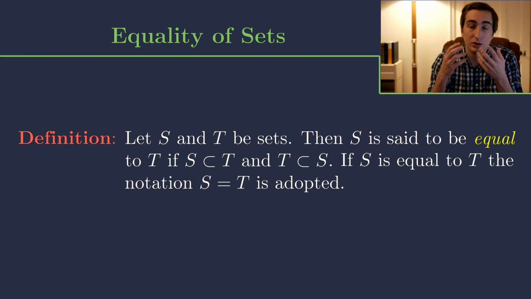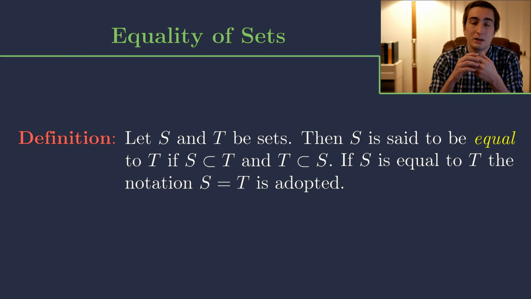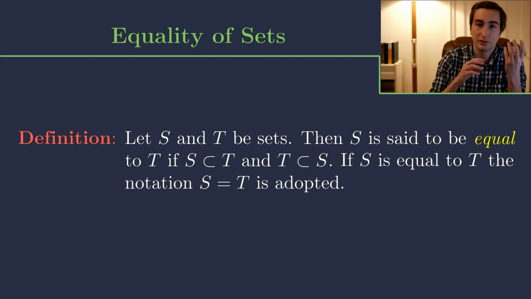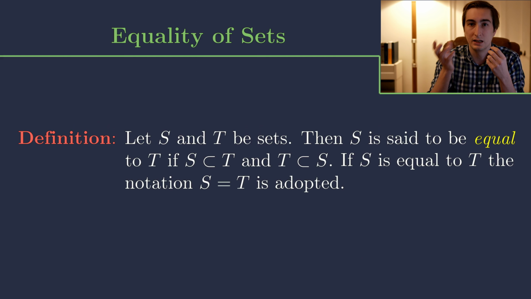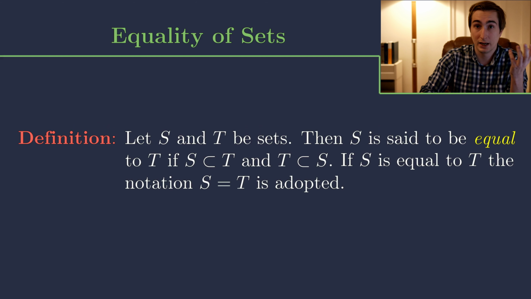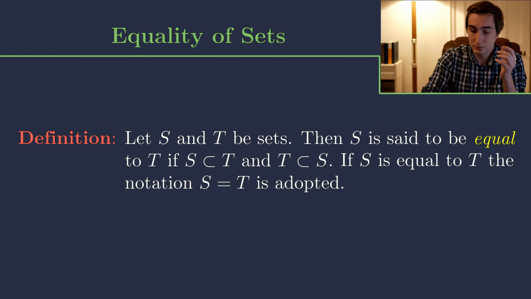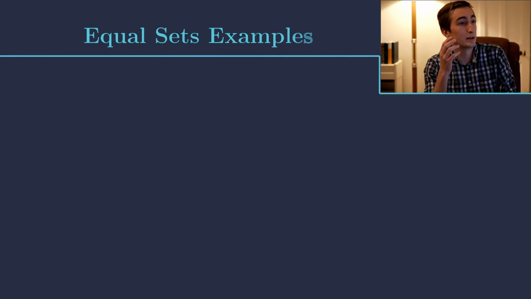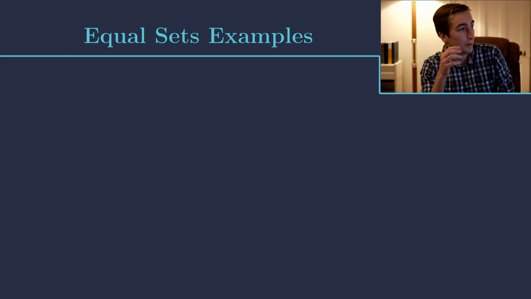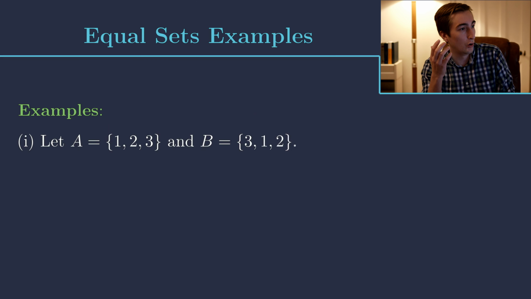So this is the rigorous notion of what we mean to say whether or not two sets are equal. All the elements of S are in T and all the elements of T are in S. And you might say, okay, that's fairly obvious and simple, but let's look at a couple of examples and see that some of them are not entirely trivial. The first one, we want to capture this idea of the order not mattering.